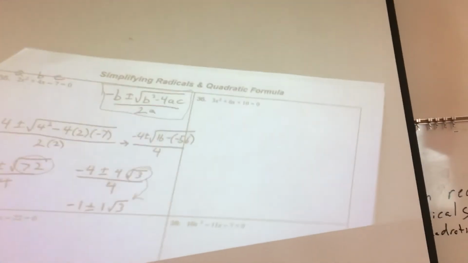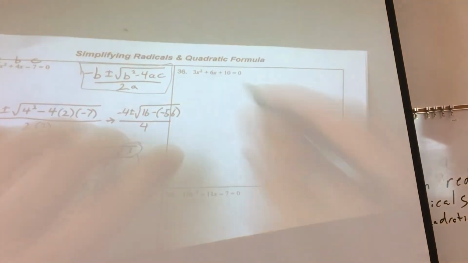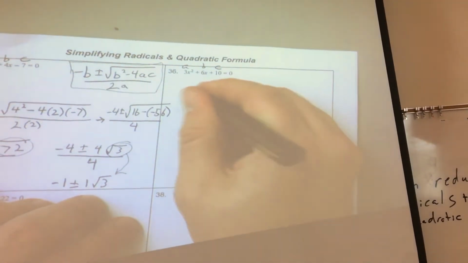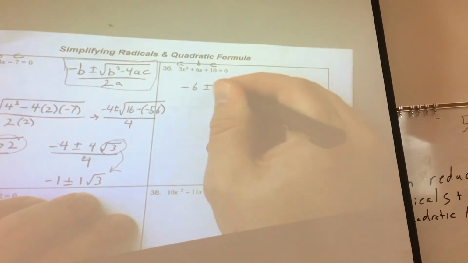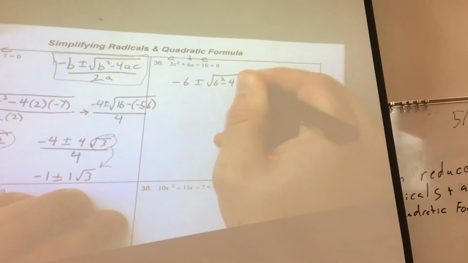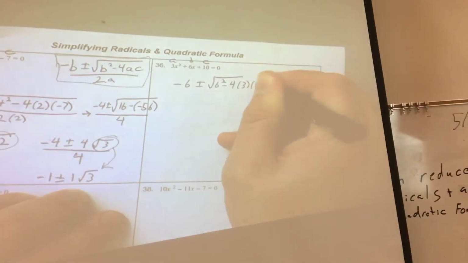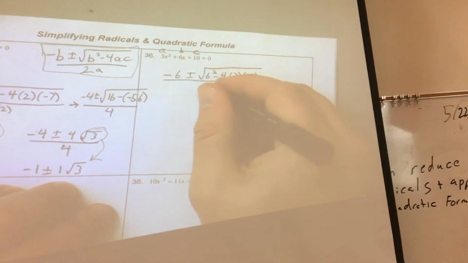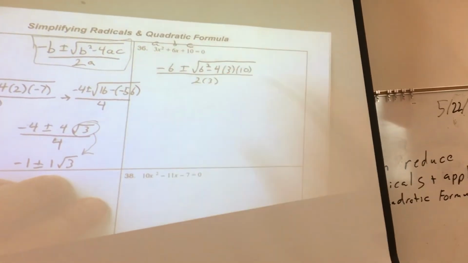And we'll go ahead and address, gosh, some of those are too big. Okay, I just want to get this done kind of quickly. Here's A, B, C. So again, negative 6 plus or minus the square root of 6 squared minus 4 times 3 times 10 all over 2 times 3.